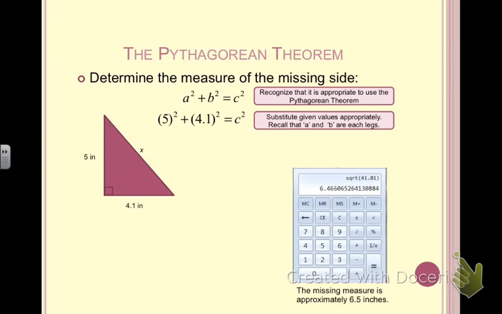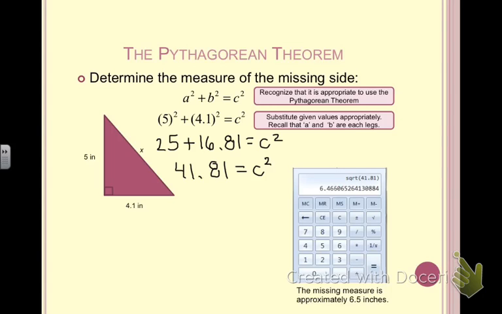Let's look at a right triangle with legs that measure 5 inches and 4 1/10 inches. We need to find the length of the hypotenuse, so we need to first find the sum of the legs squared. 5 squared plus 4 1/10 squared is 25 plus 16 81 hundredths, which is 41 81 hundredths.